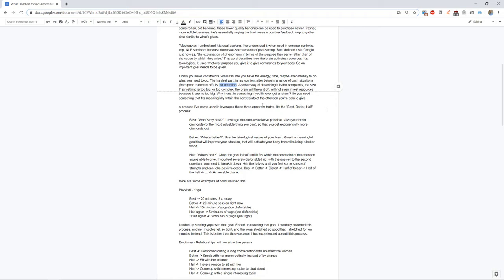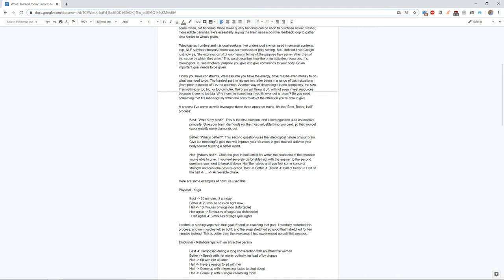So a process I've come up with leverages these three apparent truths. It's the best, better, half process. Best. What's my best? This is the first question, and it leverages the auto-associative principle. Give your brain diamonds, or the most valuable thing you can, so that you can get exponentially more diamonds out. Better. What's better? This second question uses the teleological nature of your brain. Give it a meaningful goal that will improve your situation, that will activate your body towards building a better world.